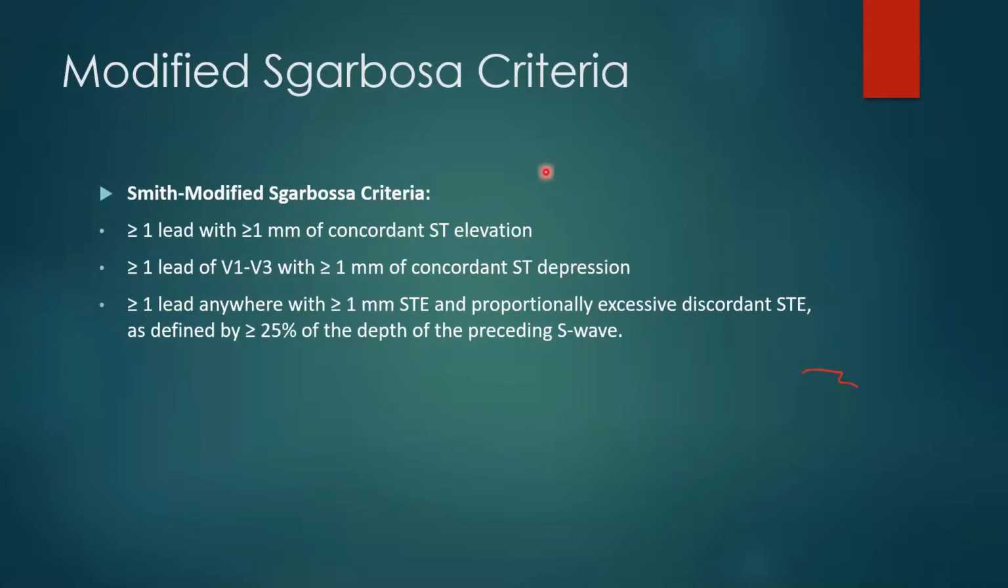What changed was the excessive discordant ST elevation. Whereas it used to be greater than 5 millimeters, it is now defined as greater than or equal to 25% of the depth of the preceding S wave. So it's a little bit more complicated. You have to compare the ST elevation to the S wave prior to it, and if it's 25% or more of that S wave height, it would be a positive finding for the Sgarbossa criteria and likely leading to an MI.